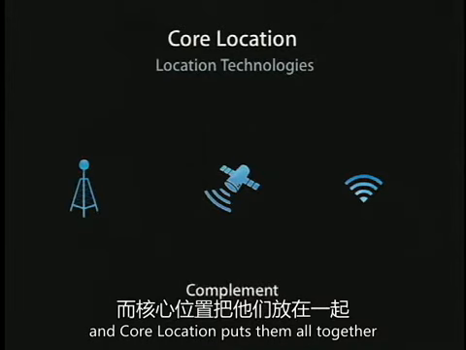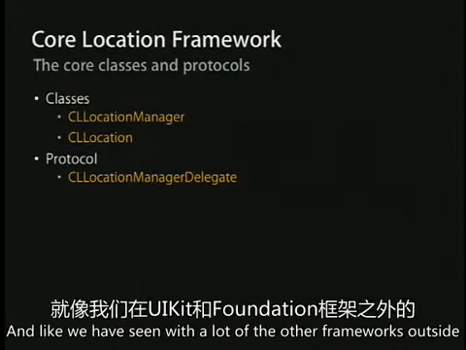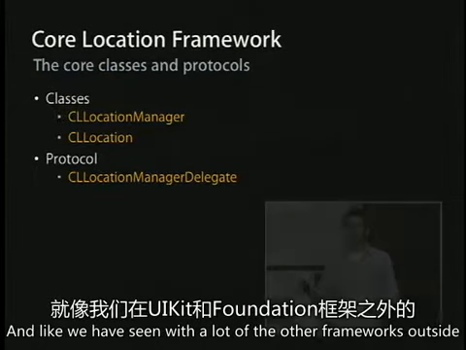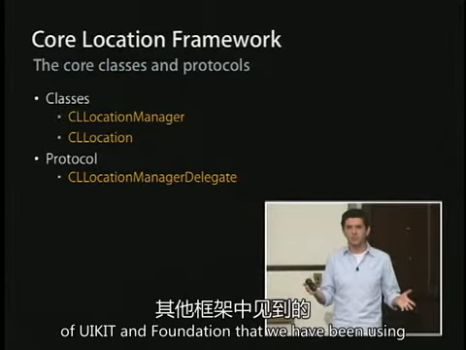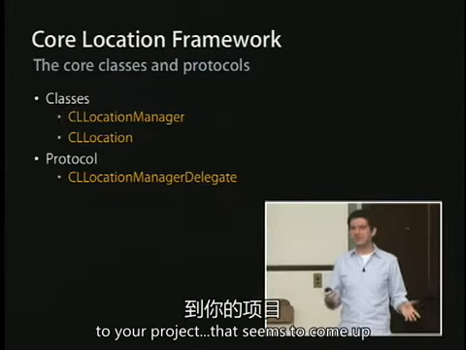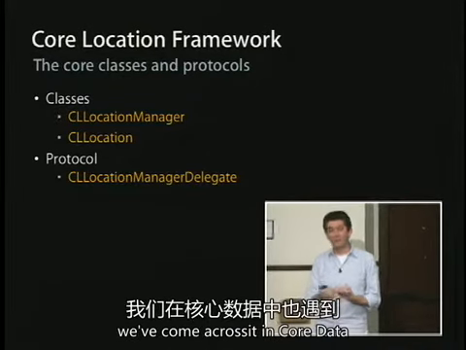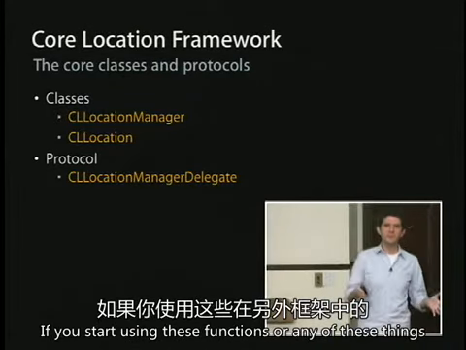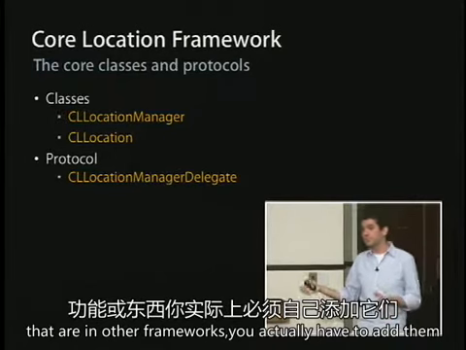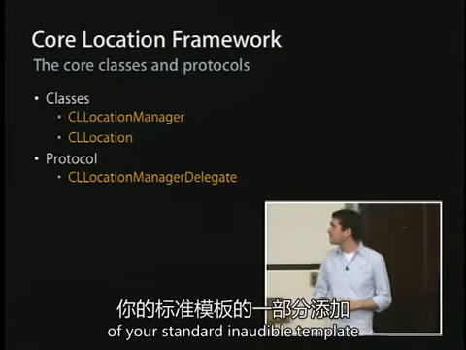Core Location is the framework that does this, and like we've seen with a lot of the other frameworks outside of UIKit and Foundation that we've been using, if you want to use Core Location, you actually have to add it to your project. That seems to come up. We've come across it in MapKit. We've come across it in Core Data. If you start using any of these things that are in other frameworks, you have to add them to your project yourself because they're not added as part of the standard Xcode template.